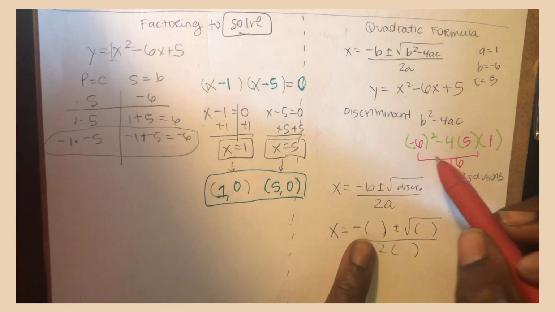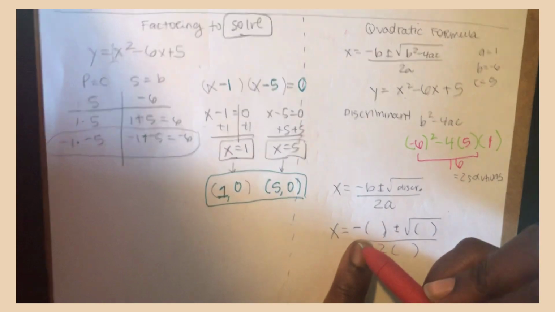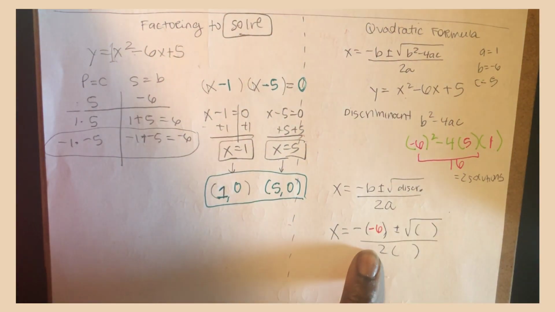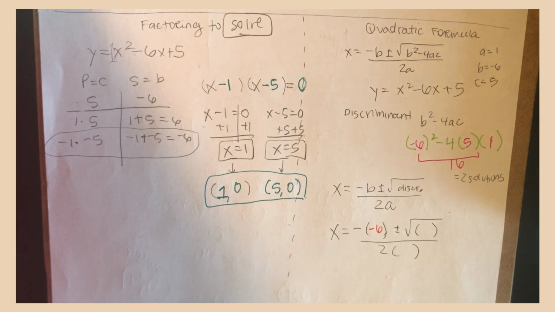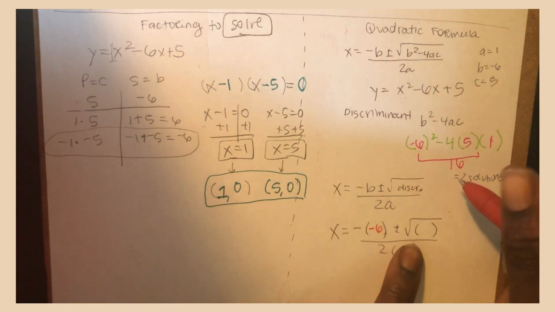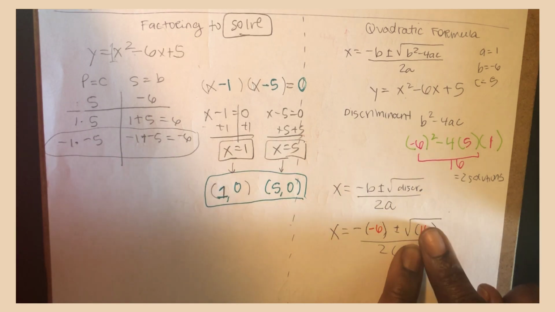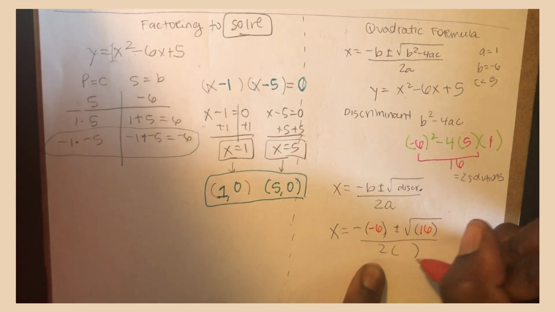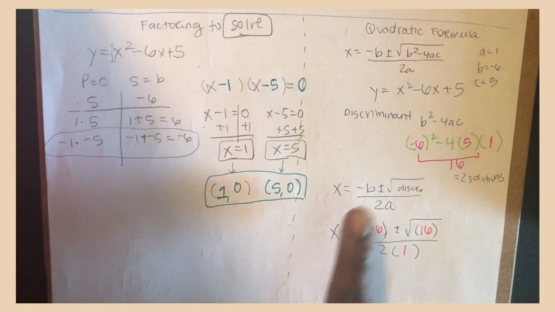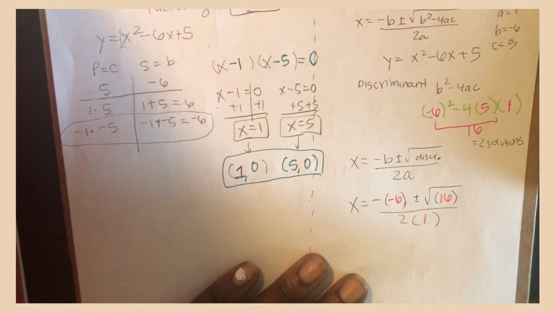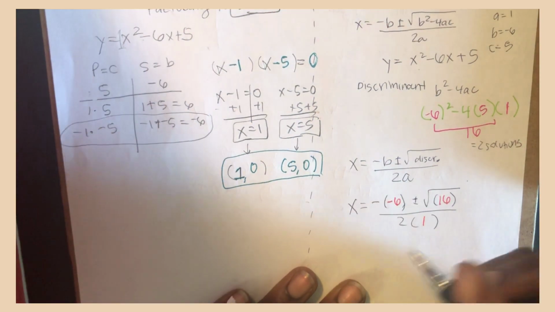So our negative b. Negative is on the outside, then our b happens to also be negative, so we're going to insert it there. And I'm sorry if I use a different color. I just like colors, okay? The discriminant value is 16, so that value goes here. And then 2a, our a value is 1. So now we need to simplify this expression. We need to make it clean. We need to figure out what are those 2 values that we have as solutions.